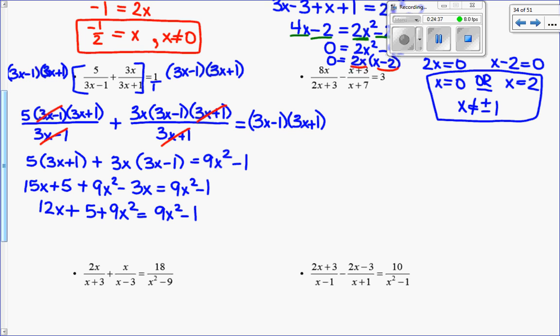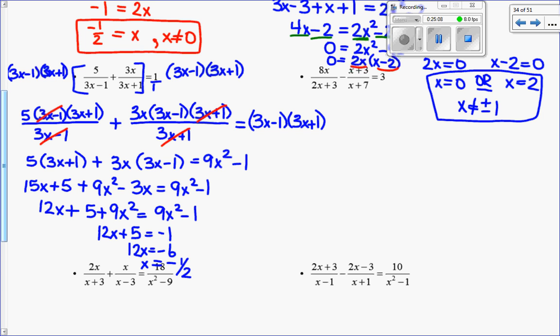Okay, now if I try and bring all of my x squareds over to one side, I'm going to subtract 9x squared from this side, which subtracts 9x squared from this side. Really, they will cancel each other out that way. So I will be left with 12x plus 5 equals negative 1. 12x, I'm going to subtract 5 from both sides, equals negative 6. x equals negative 6 over 12, which is negative 1/2.